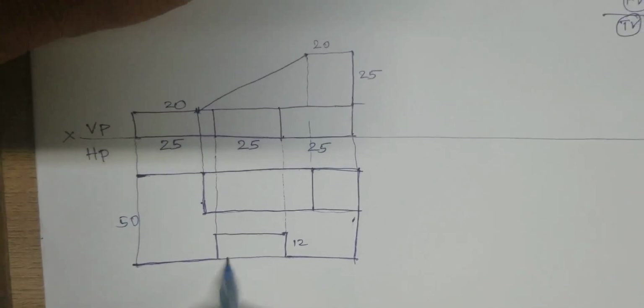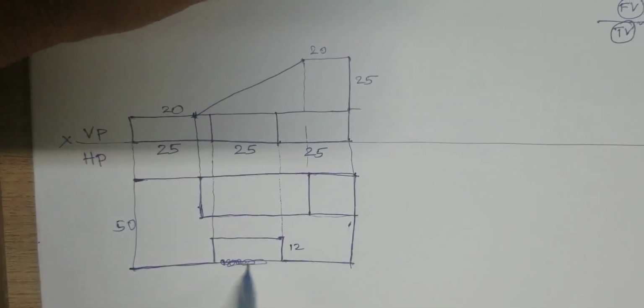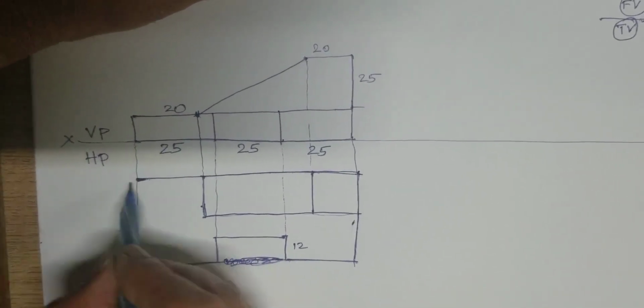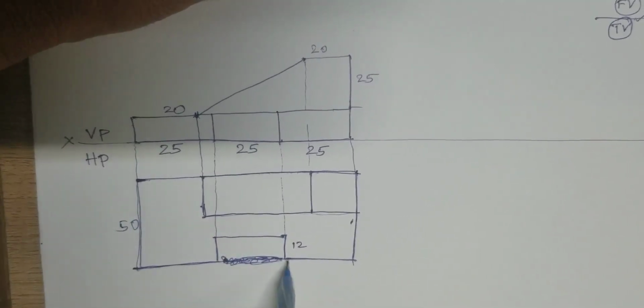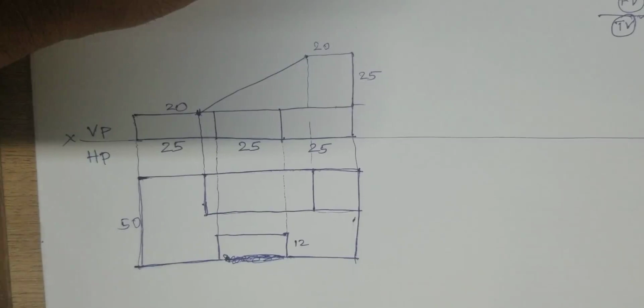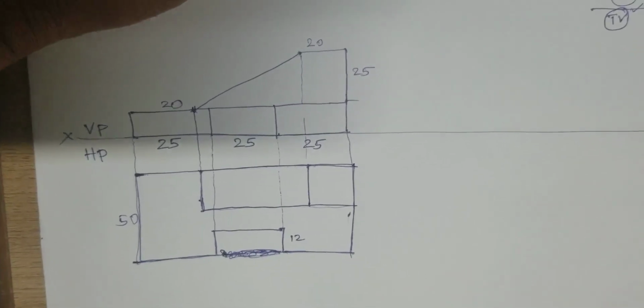One more thing, I am sorry, this will not be appearing because nothing will be there here. You just rub it with the eraser, rub this portion because no line is visible here. Right, coming to side view.